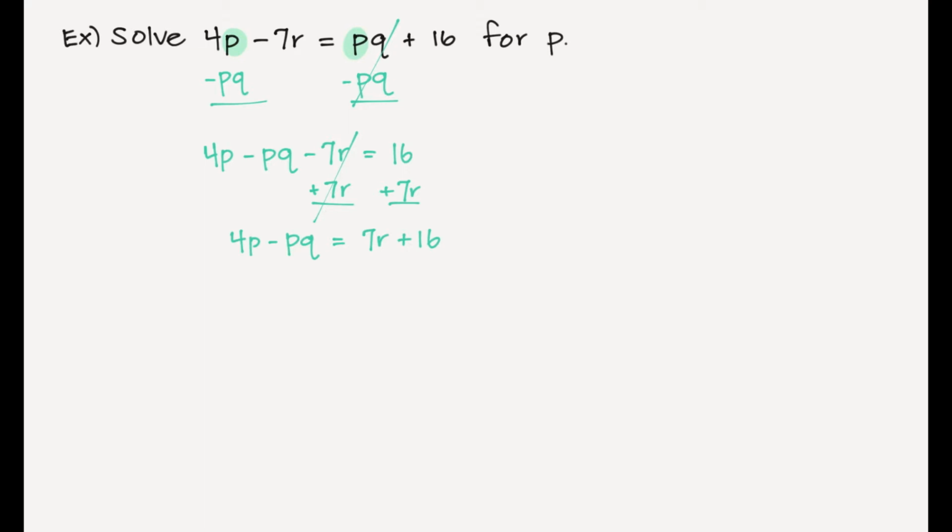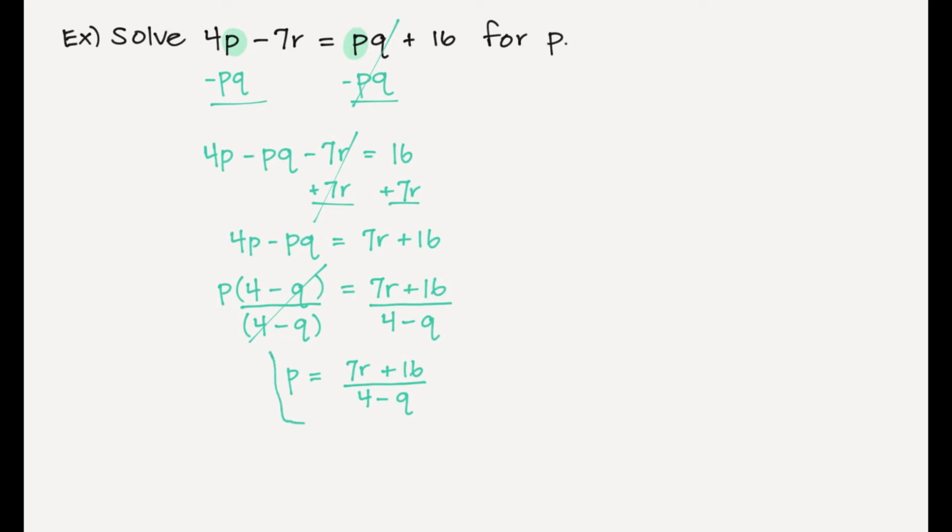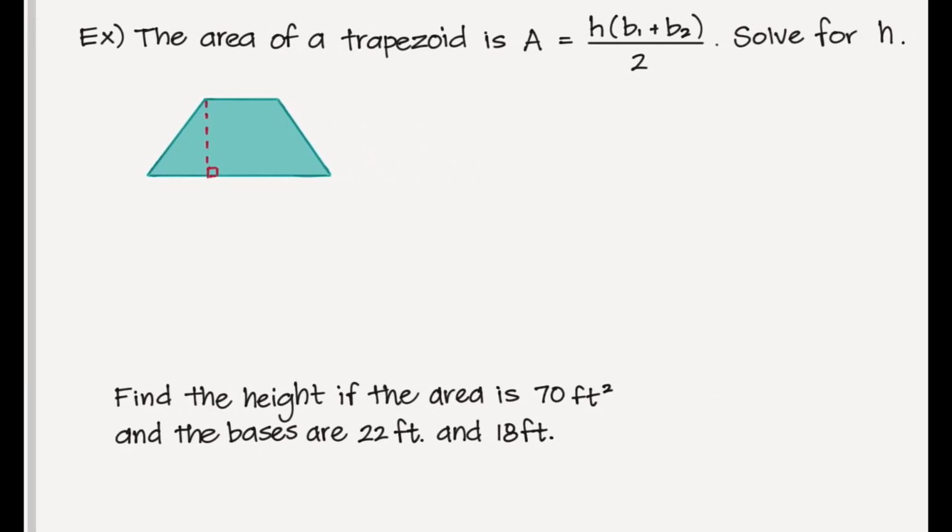And now I want to get that p alone, so we are going to factor it out. We're left with 4 minus q. Now I can divide both sides by the quantity of 4 minus q. And when I do that, I'm left with p is equal to 7r plus 16 divided by 4 minus q. And that's it. I got the p by itself. So let's go ahead and move on.